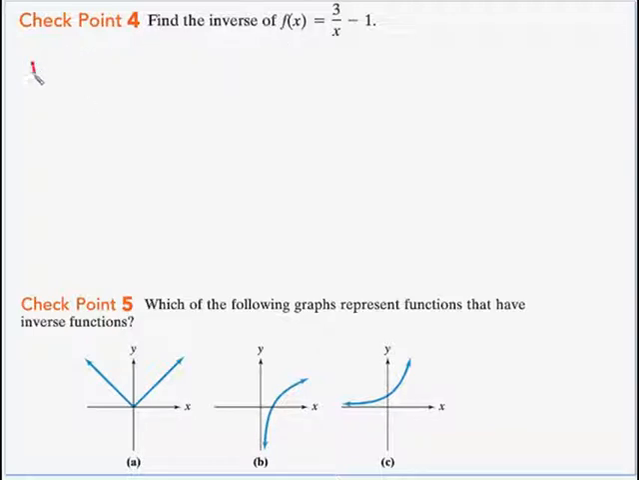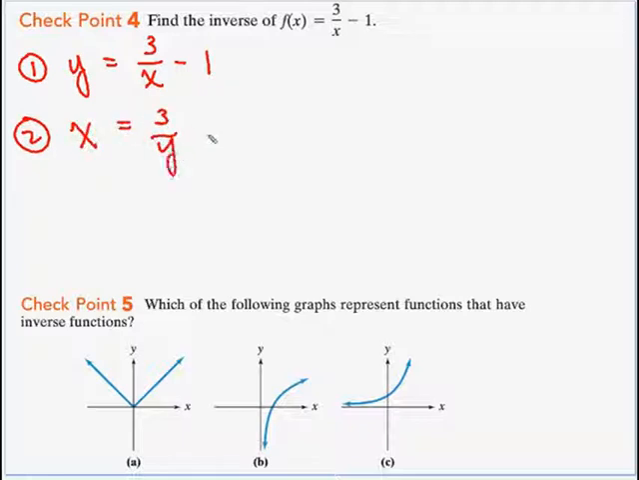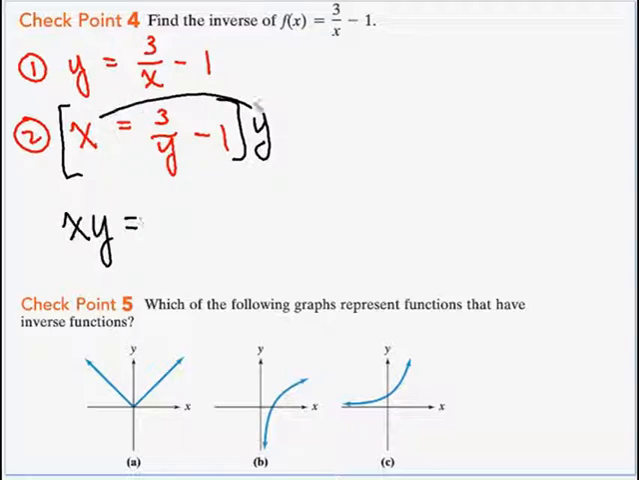Okay, checkpoint 4, step 1, replace the f of x with y equals. Step 2, swap the variables, x equals 3 over y minus 1. Okay, I want to solve for y, so I want to clear all denominators. I'm going to distribute a y. y times x is xy equals y over 1 times 3 over y is just 3. And then distribute the y to the minus 1 is minus y.